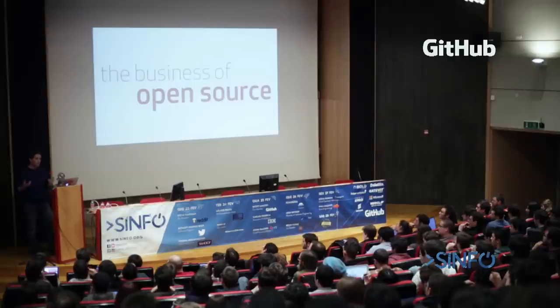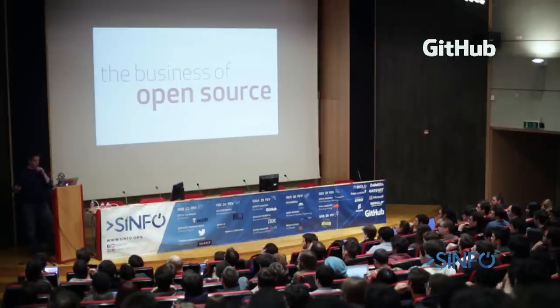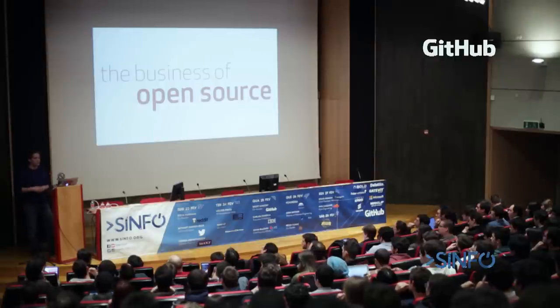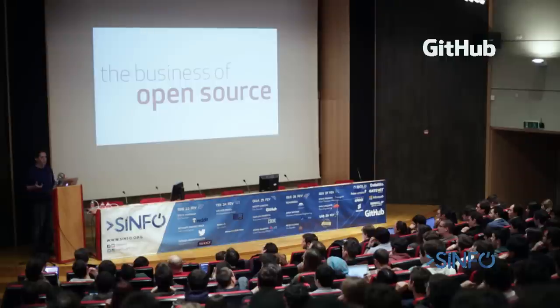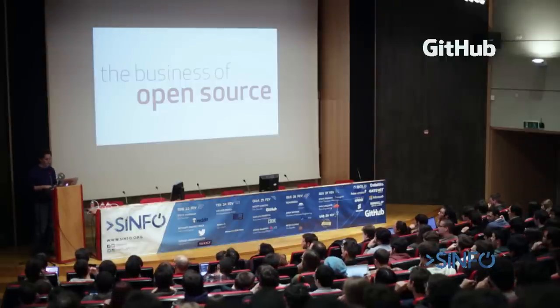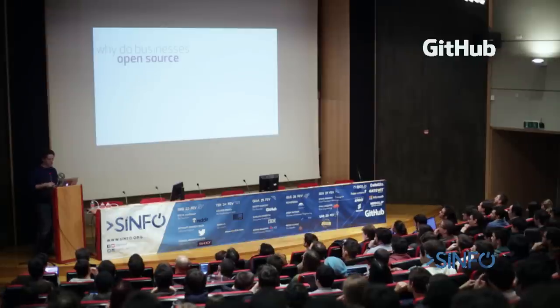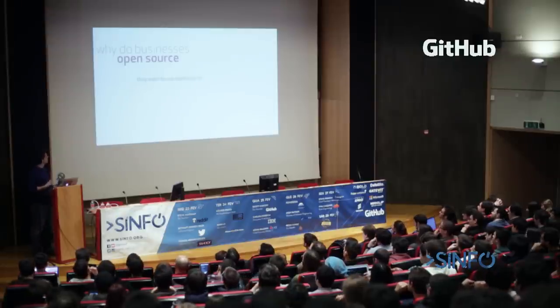So if you wanted to build GitHub or your own Git client, you don't have to start from scratch. You can use all the stuff we've already built and build your own UI on top of it, and it's a tenth of the work that we had to do. So why would a business do that? Why is that helpful? Why do businesses use open source, and why do they open source at all?